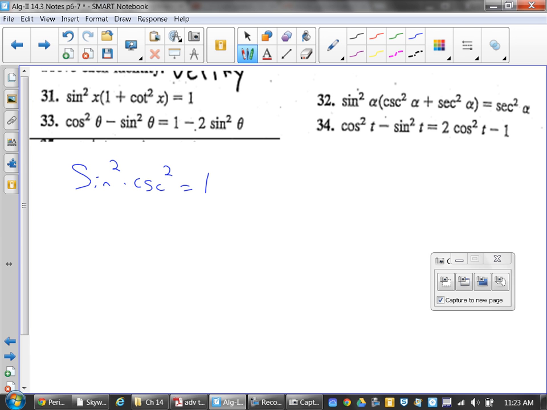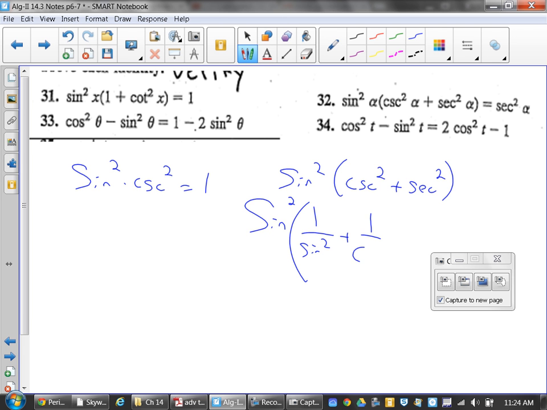Second one, a little bit more work. So we have sine squared times the quantity cosecant squared plus secant squared, and I want to prove that it equals secant squared. What I'm going to do is rewrite what's within the parentheses in terms of sines and cosines, because they're both inverses. You guys okay with that? Yeah, that's fine. So I get sine squared times the quantity 1 over sine squared plus 1 over cosine squared.